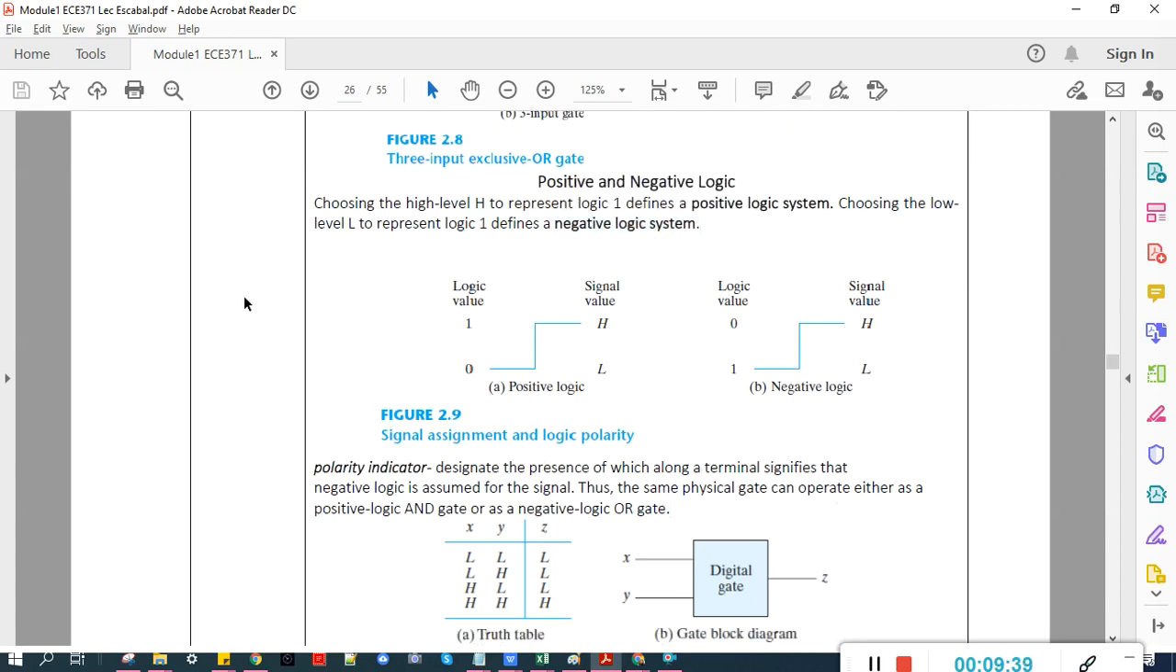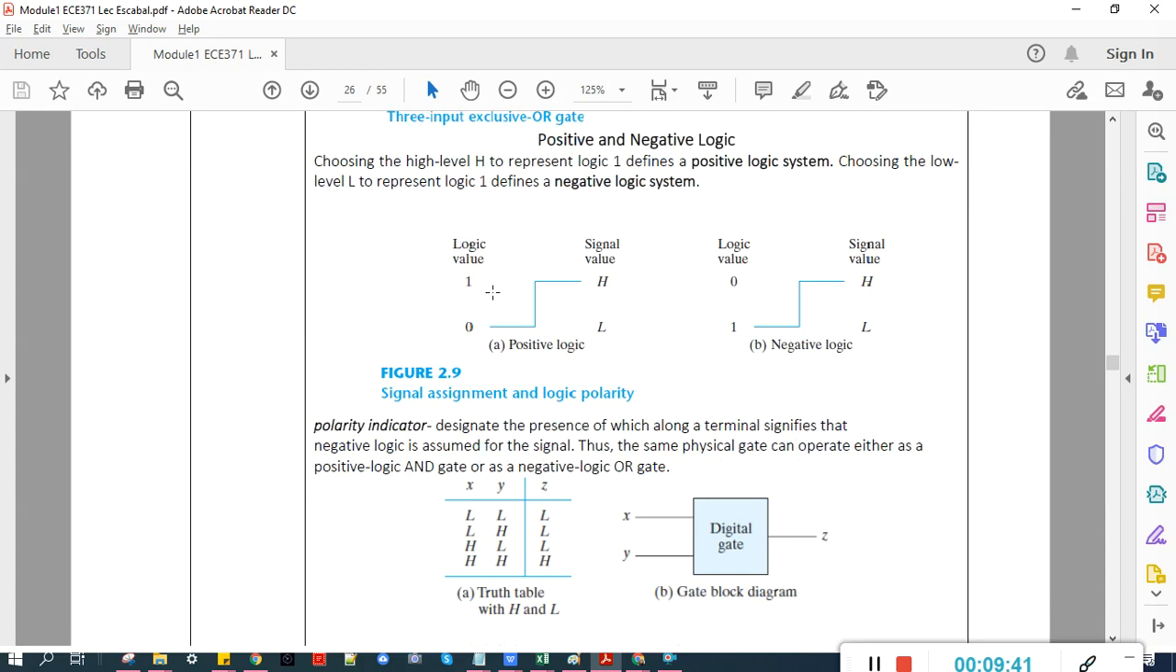Let's show through a figure. We say positive logic, it is the usual definition. So far we have used the positive logic from our previous examples. When the signal value is high, we say that it has a logic value of 1. However, for negative logic, we use the opposite. Logic value is 0 if the signal value is high.